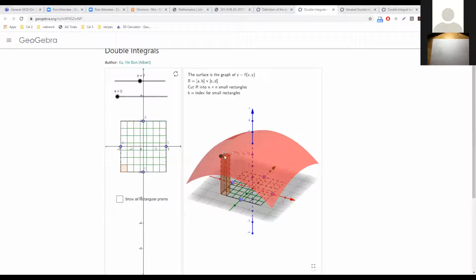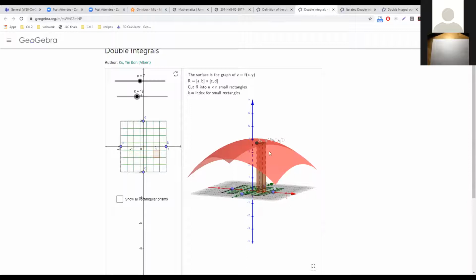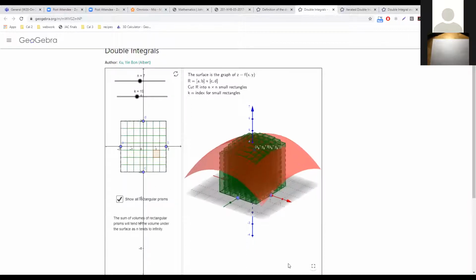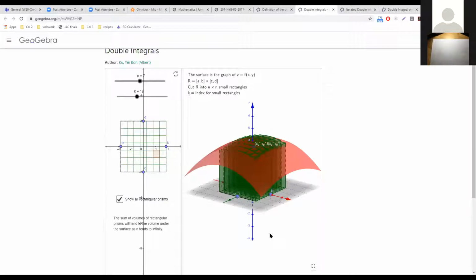And then how am I going to evaluate the volume of this box? If I choose some particular point on this rectangle, given the function z equals f of x, y, I can simply evaluate the height of the box by evaluating the function at that particular point. So this is going to be the first box, and if I change it here, it shows you how you go from box to box. If we see all the boxes, there you go. This is how we approximate the volume.